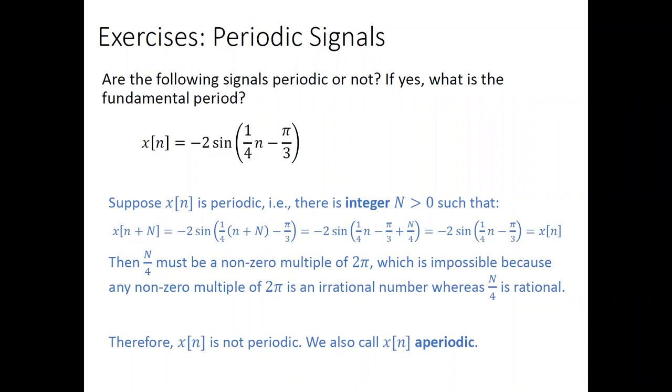Therefore, the signal x of n in this case is not periodic. We also call it aperiodic. The word aperiodic means not periodic. That's an example of periodic signals.